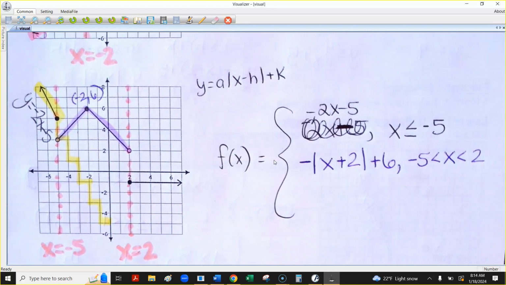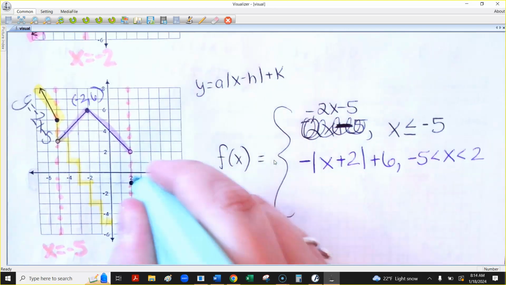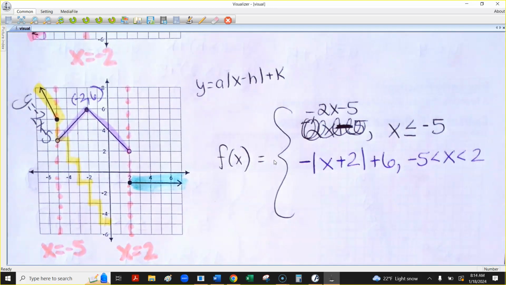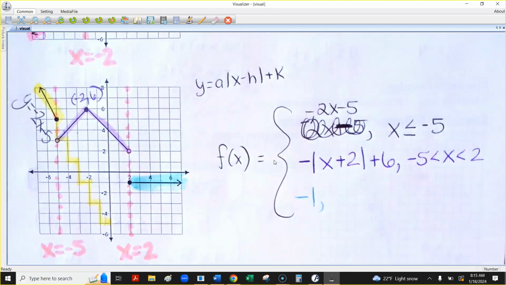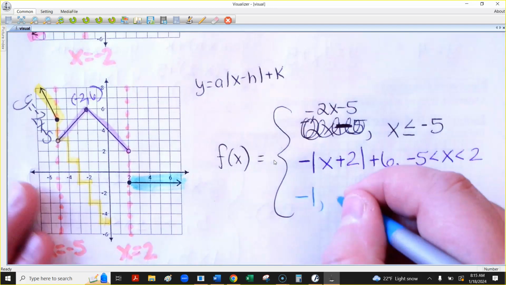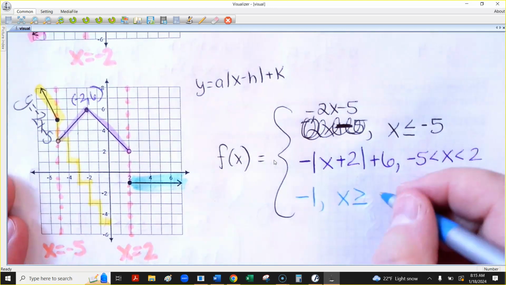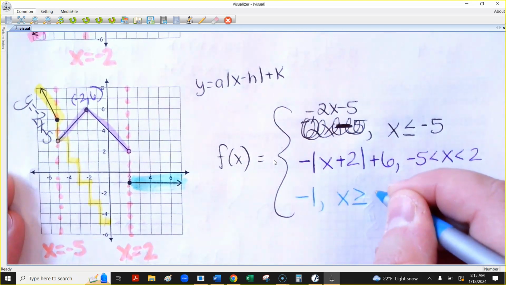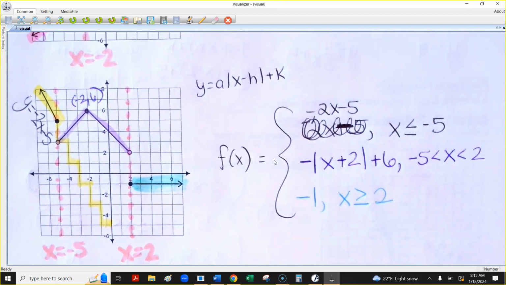And then the last piece, my favorite, just a nice horizontal line. So you just got to grab the number for that last piece. Looks like -1. And that's got a filled in circle, and we're using that to go to the right side of +2. So x, this will be greater than or equal to, because of the filled in circle, 2. Is anybody having a question?